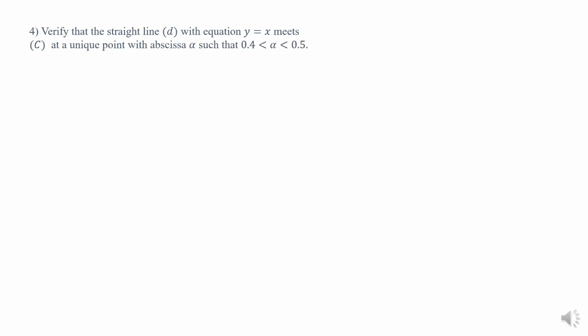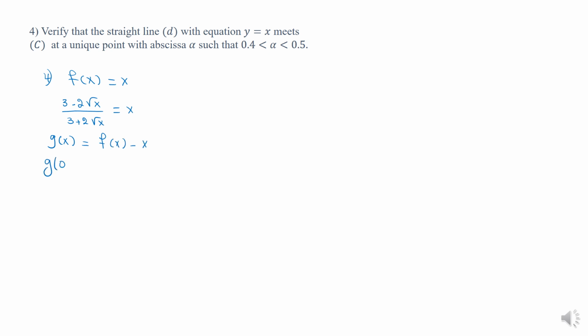Verify that the straight line D with equation y equals x meets c at a unique point with abscissa between 0.4 and 0.5. In order to solve such a problem, you need to solve the equation f of x equals x in order to find the point of intersection. So (3 minus 2 radical x) over (3 plus 2 radical x) equals x. Now this equation is hard to solve, so let's study g of x, which is f of x minus x.